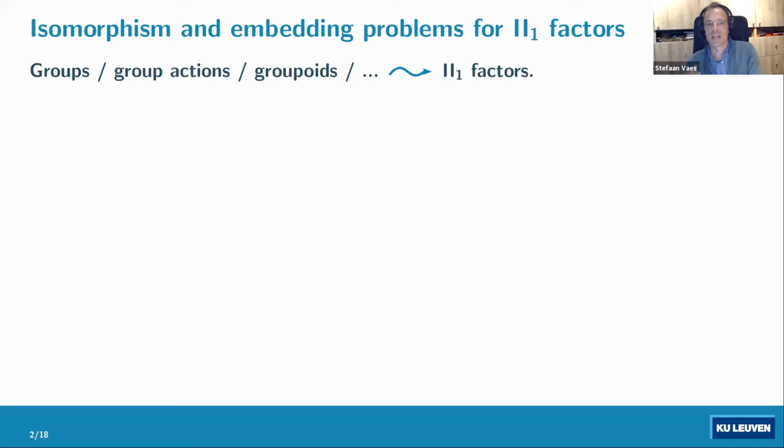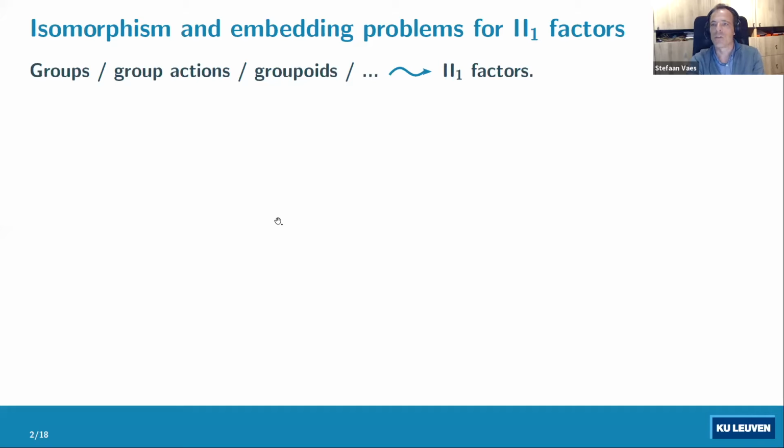But before doing that, let me give you the basic philosophy of what I want to tell you. So what I want to tell you is that there are all kinds of mathematical structures, could be groups or actions of groups, on all kinds of other structures or groupoids or many other things, and they give rise to 2-1 factors, which are specific types of von Neumann algebras, and I will come to that in a minute.